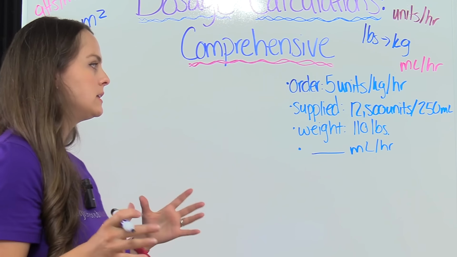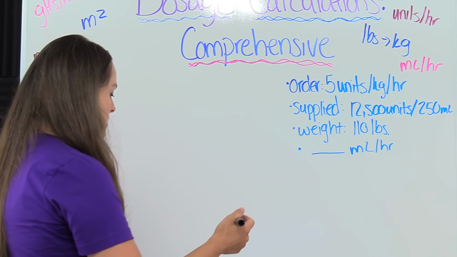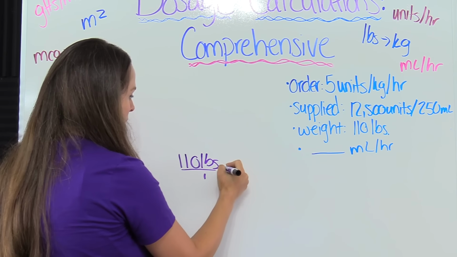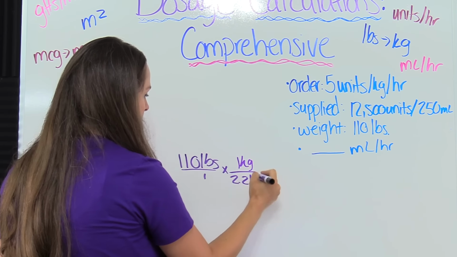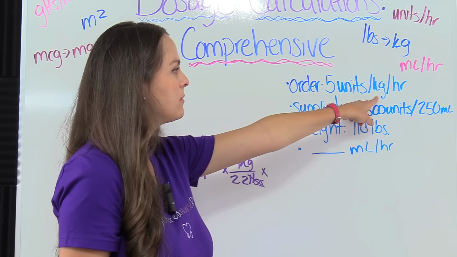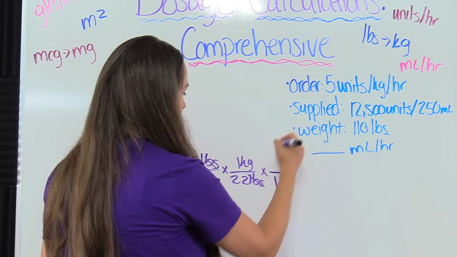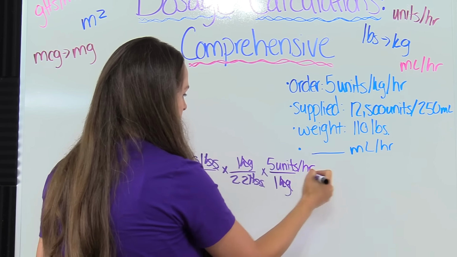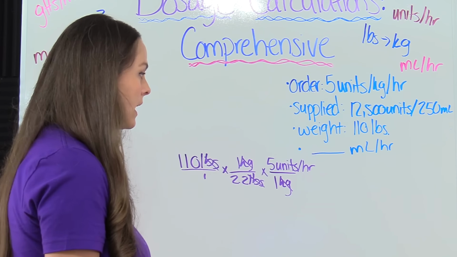So first thing what we're going to do is we're going to deal with this pounds. We need to get to kilograms because that's how this drug is ordered. It's weight based. So our patient weighs 110 pounds. We know from our metric table that there's 2.2 pounds in 1 kilogram. So we're done with pounds, we're now in kilograms. And the order is for every kilogram the patient weighs, we're going to give them 5 units per hour. So for every kilogram the patient weighs, we're giving them 5 units per hour. Kilograms cancels out. And now we are ready to put in what we're supplied with.